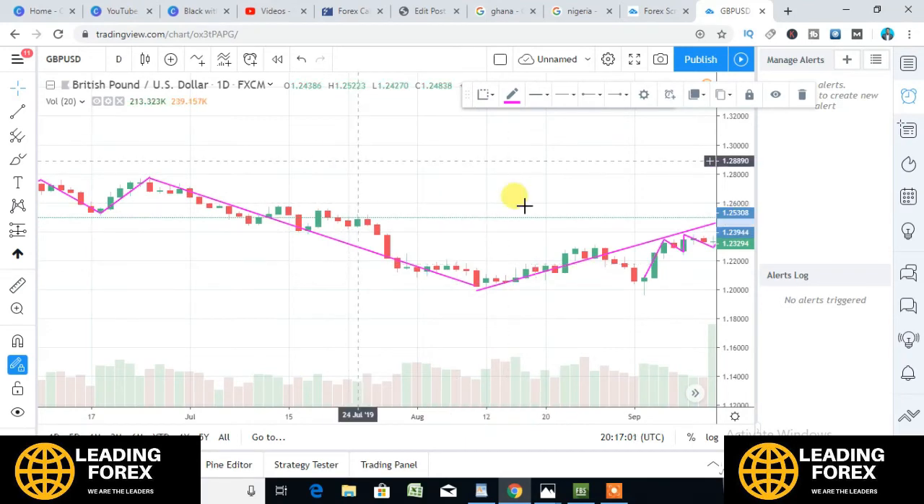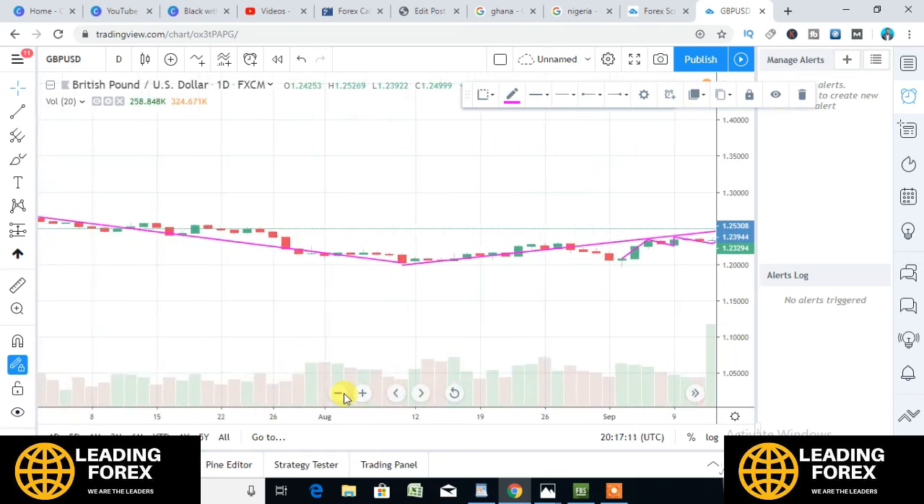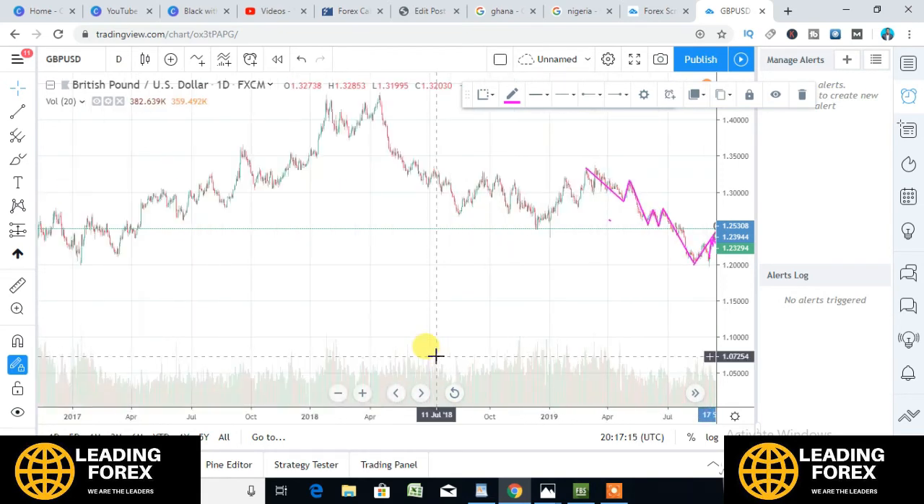What will be happening on daily time frame is not what will be happening on the 1 hour time frame. And it is not going to be the same thing happening on the 1 minute or the 5 minute or 15-minute time frame. So what do you do as a trader?